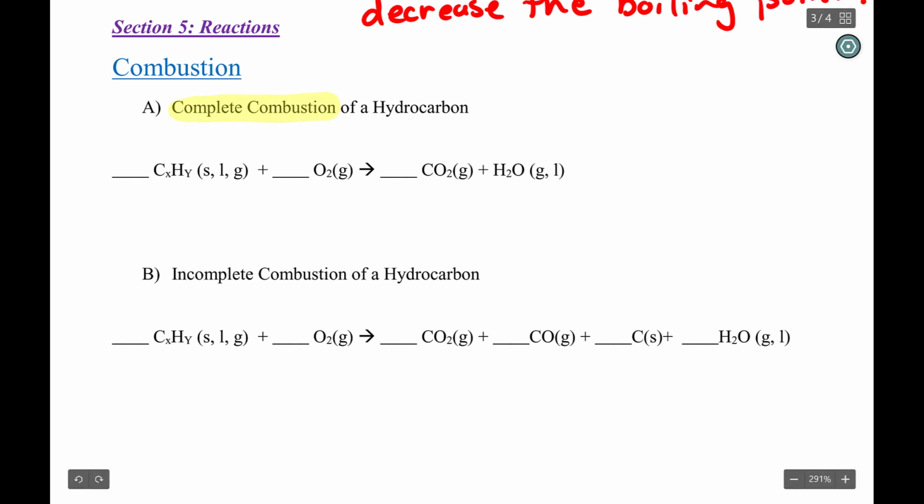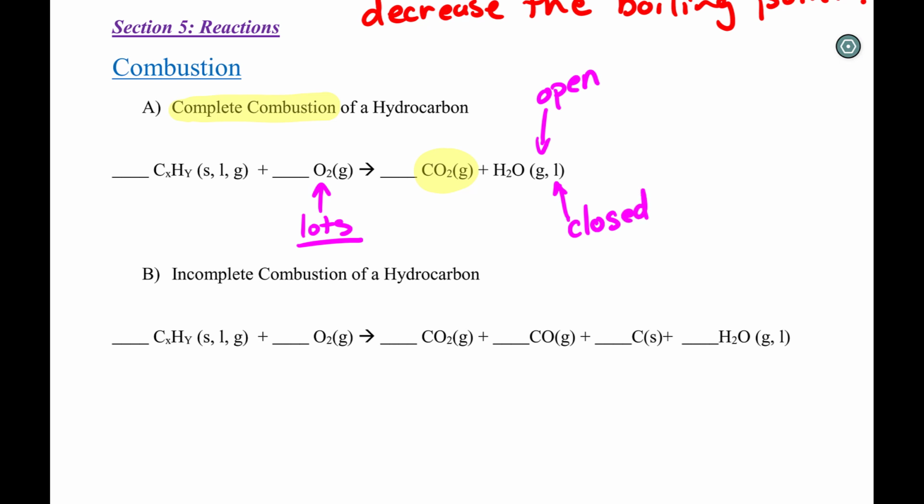A complete combustion will only produce carbon dioxide and never carbon monoxide or carbon particulates. This is because it has lots of oxygen to completely burn with the hydrocarbon, forming only carbon dioxide. Now remember, if it is an open combustion, you will produce gaseous water, and if it is a closed combustion, you will produce liquid water.